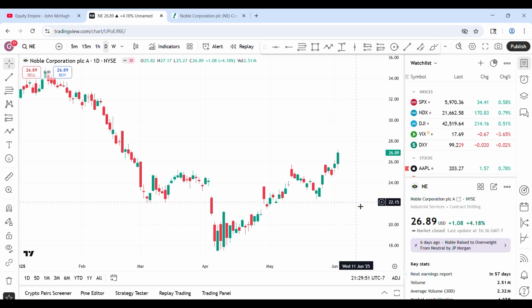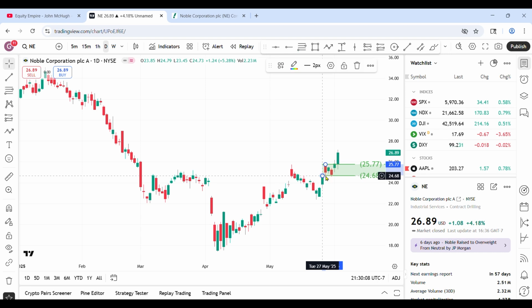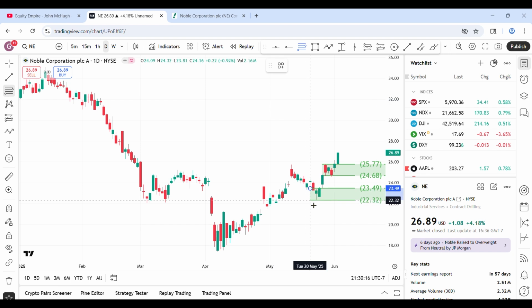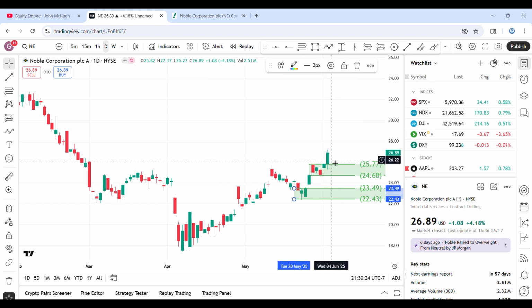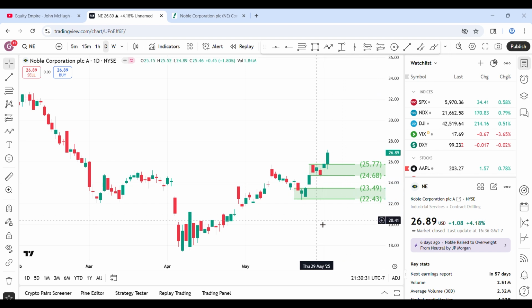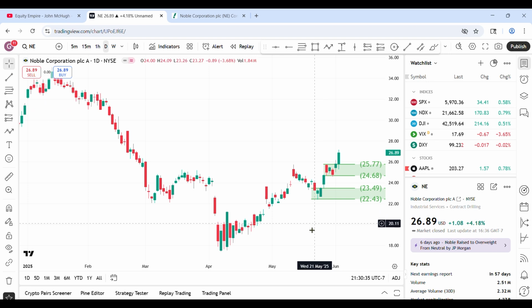So I'm going to look for a couple support levels, and then maybe we'll go look for a resistance level for a potential target. And there is a support level right here in the 25.77 to 24.68 price range. There's another support level below that in the 23.49 to 22.43 price range. So we have a couple support levels to consider for either a bounce trade or a lower entry point for a longer term investment.